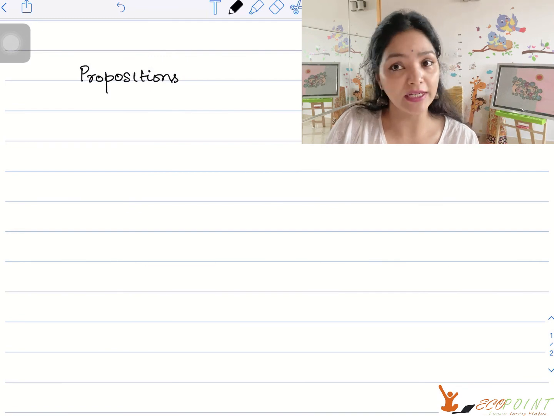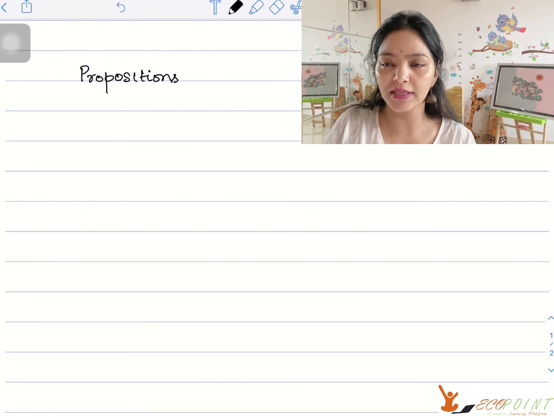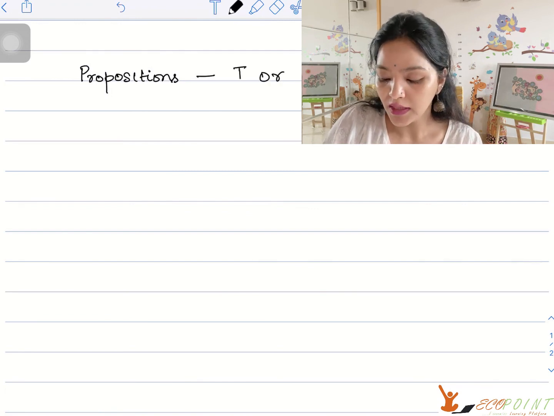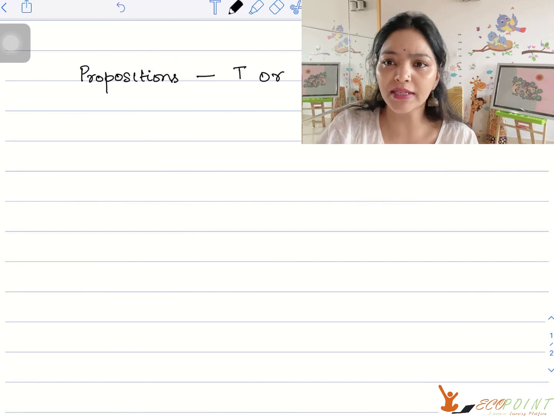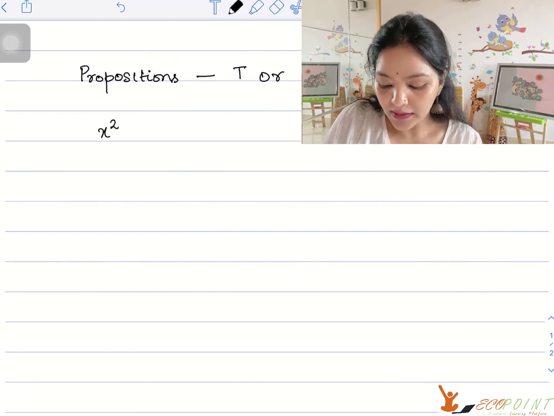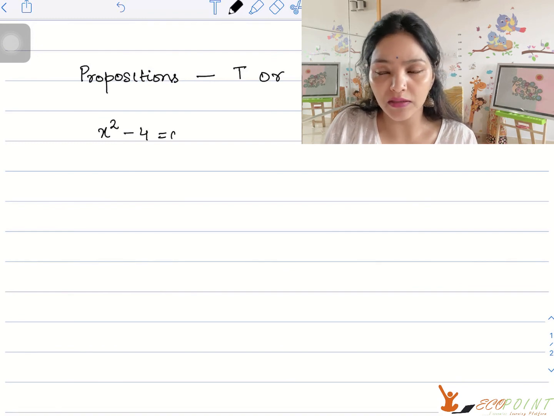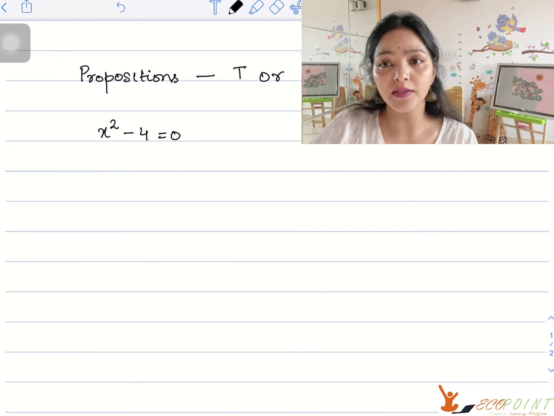Now, the question arises, what is a proposition? A proposition is any statement that is either true or false. So, you don't have any gray area in between. Any statement which is either true or false is called a proposition. You propose something, it's either true or false. Simple.